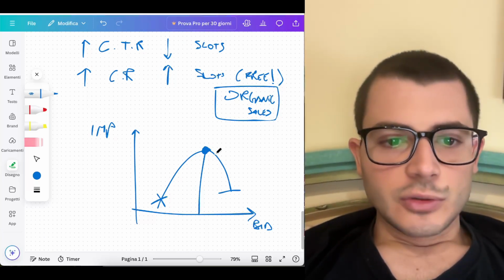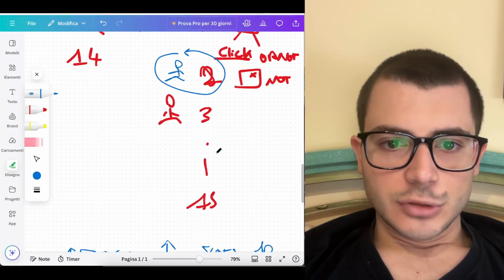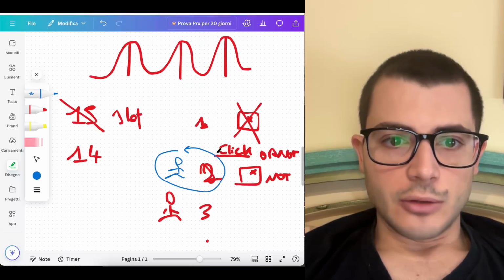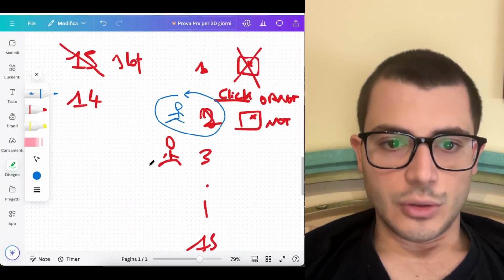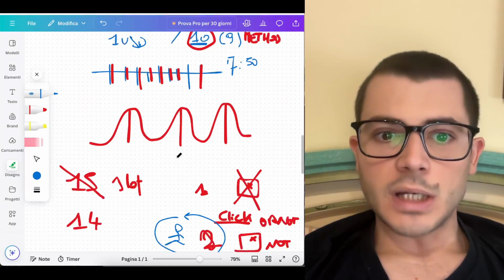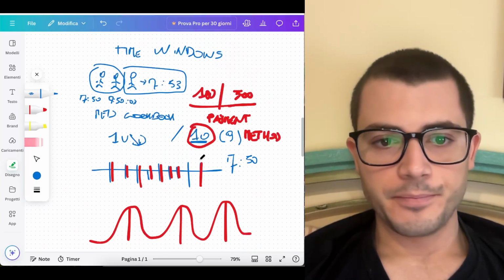Okay, for today that's everything. Just figure out how the slots work. I hope I helped you a bit to understand this.